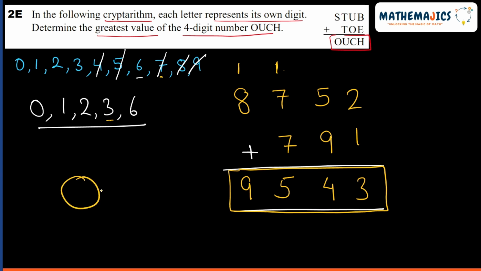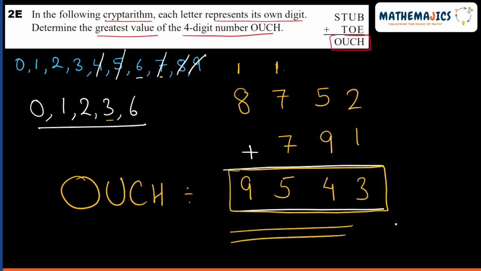So the value of OUCH is 9543. This is our final answer.